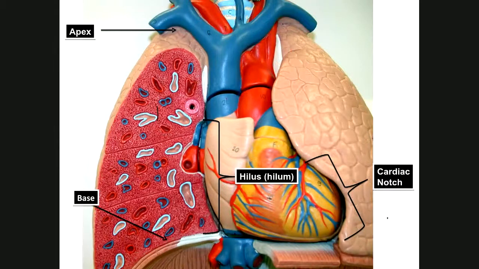If you look in here, these light blue things that you see are bronchi. These red things are arteries, and these blue things are veins. And so there's a whole lot of that running through there.